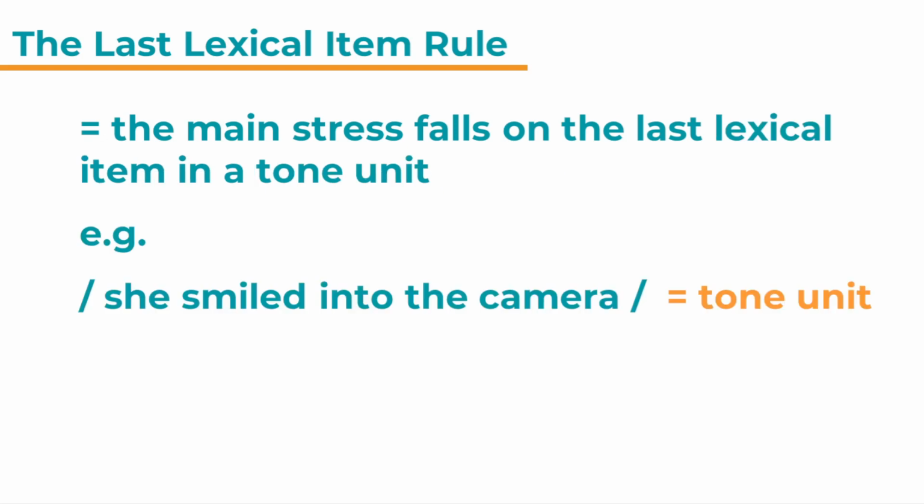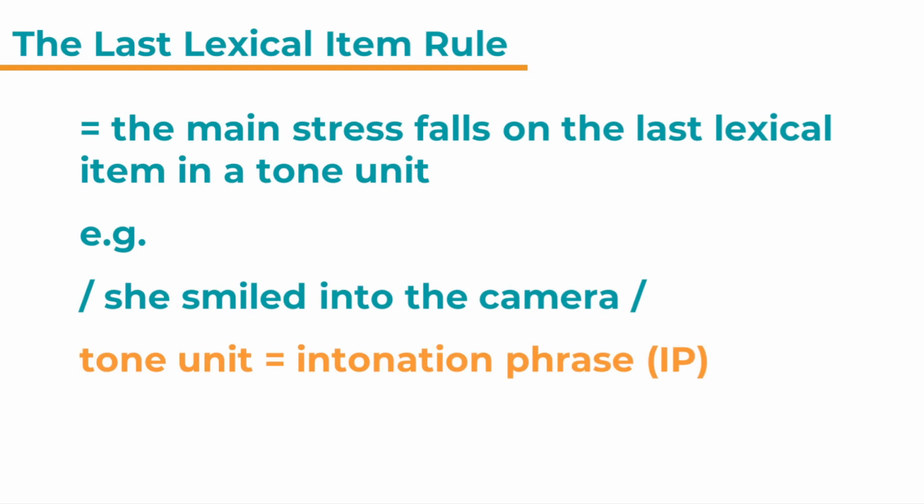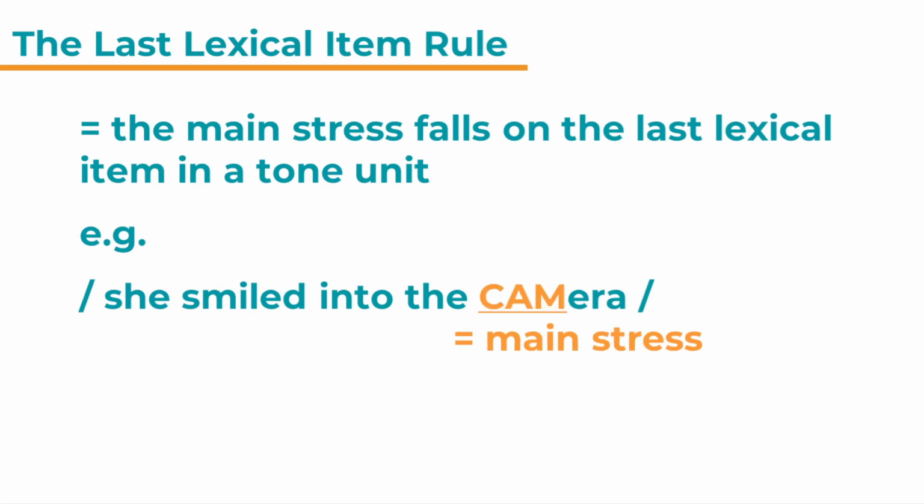Here is an example. She smiled into the camera. This is our tone unit. Remember, tone units are also called intonation phrases, or short IP. It's the same. If you want to learn more about them, watch my other video on tone units. She smiled into the camera. The main stress here is on camera.